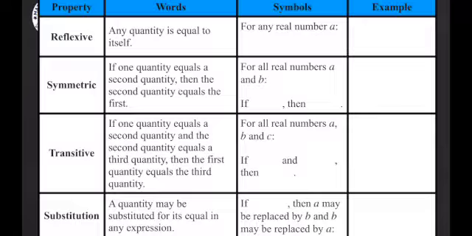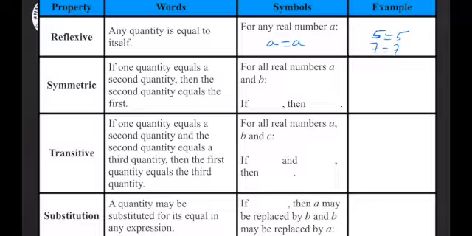Basically, the reflexive property says that any quantity is equal to itself. So for any real number, in symbols, we say A equals A. That's the reflexive property. It equals itself. An example of this is 5 equals 5. We could say 7 equals 7. That's another example of it.